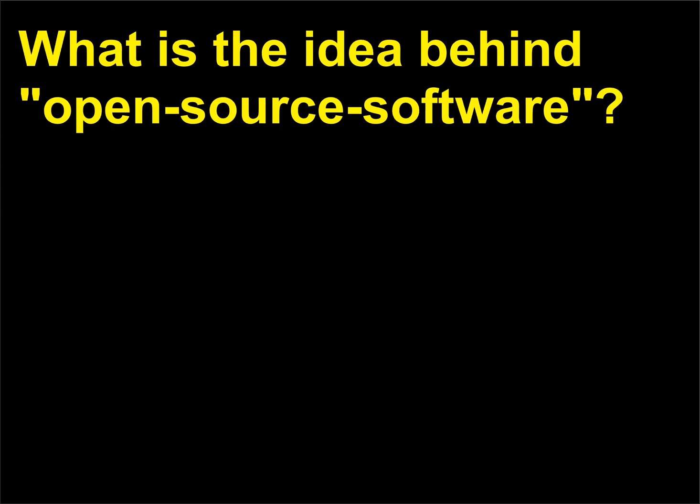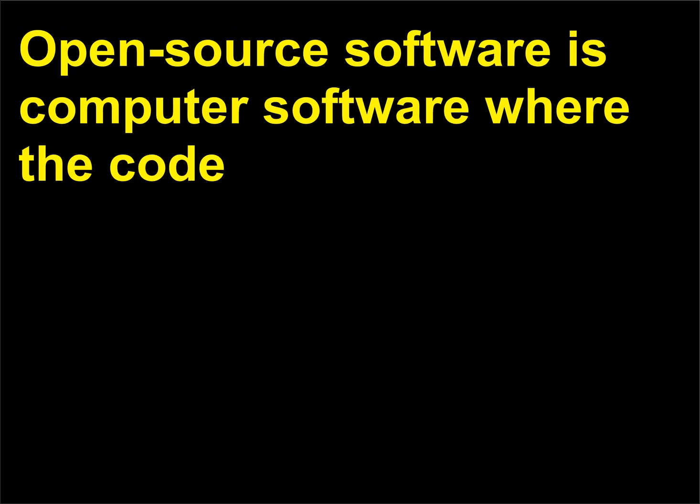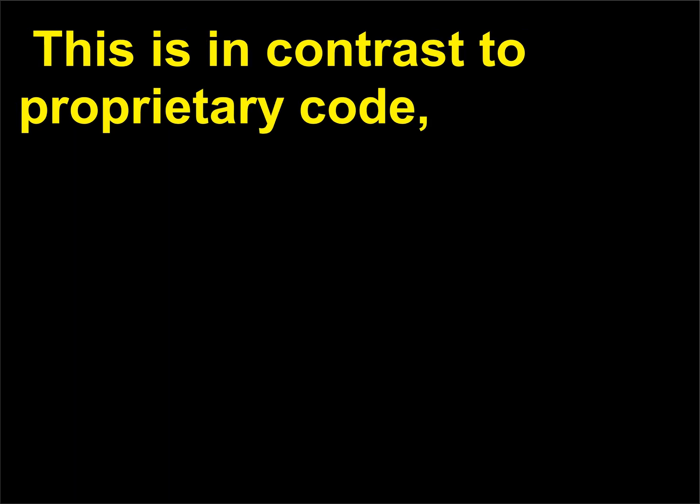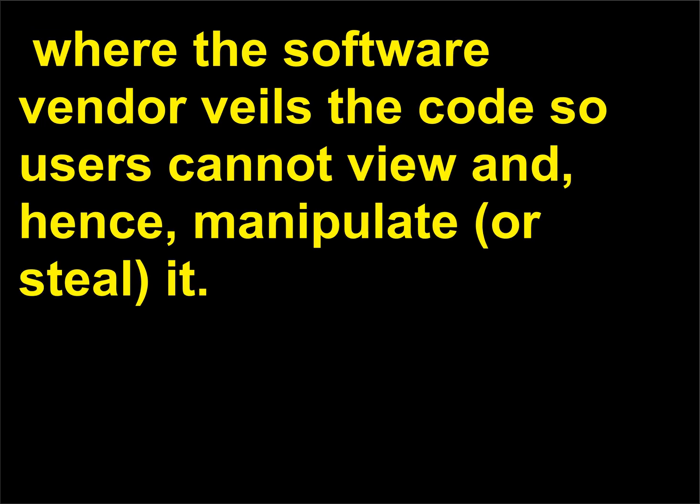What is the idea behind open source software? Open source software is computer software where the code, the rules governing its operation, is available for users to modify. This is in contrast to proprietary code, where the software vendor veils the code so users cannot view and, hence, manipulate, or steal it.